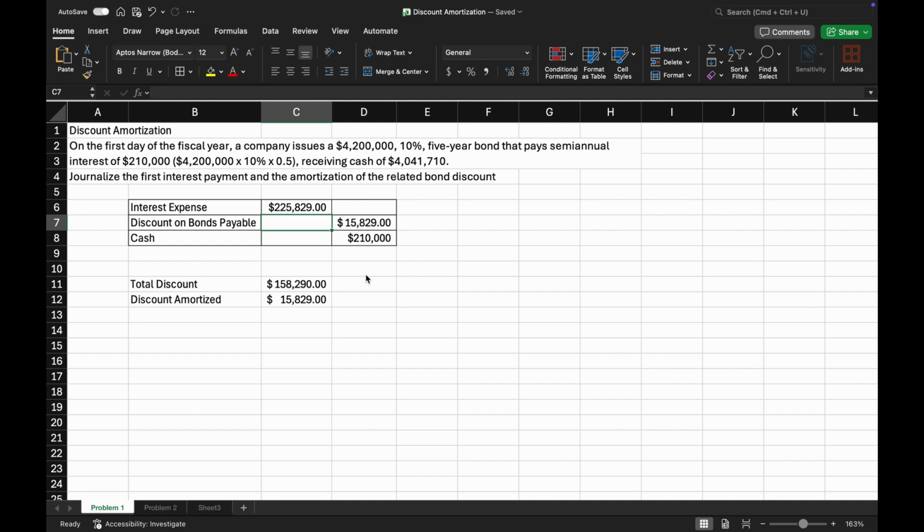And there you go. You now know how to journalize discount amortization. But I'm going to give you another problem so that you have a chance to practice this concept.